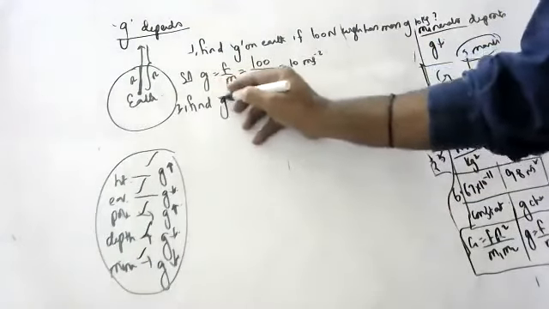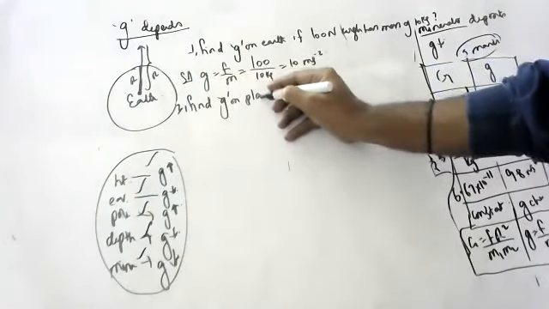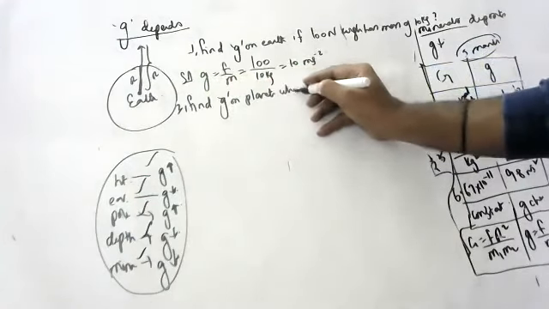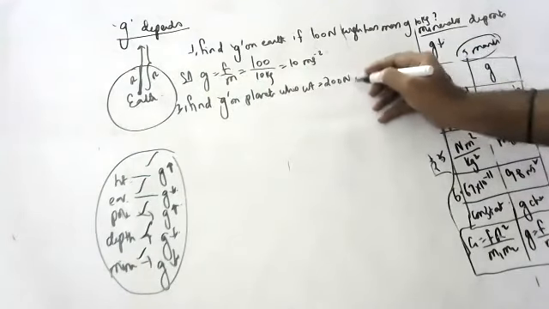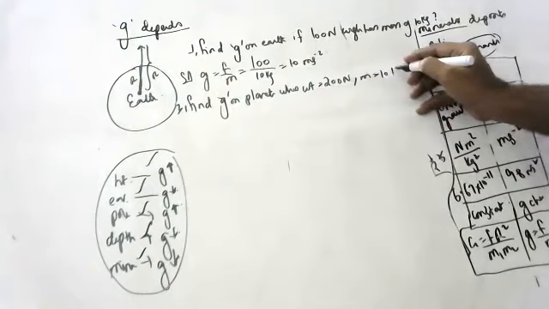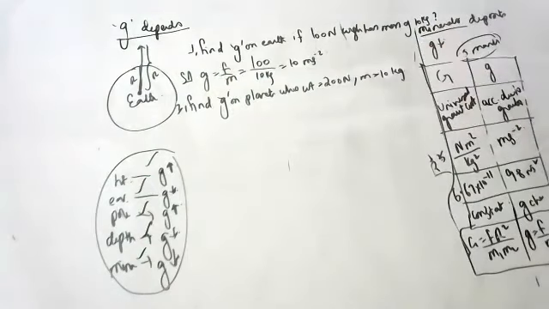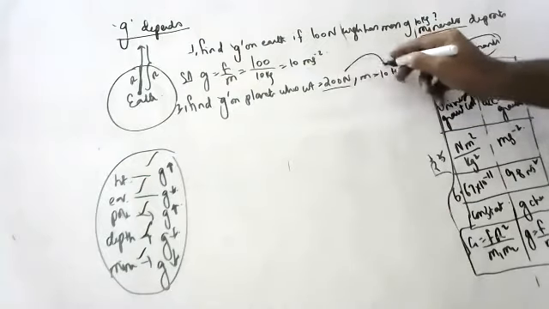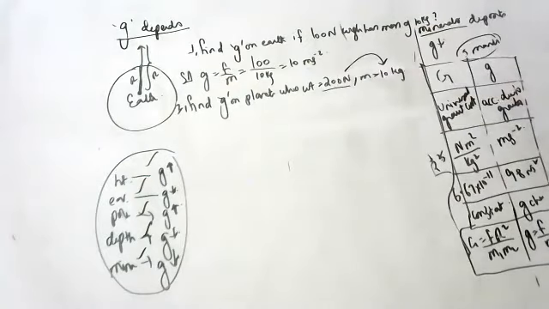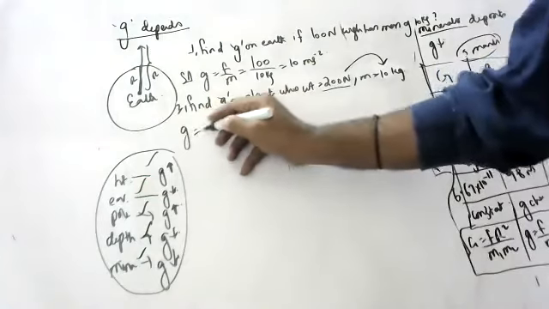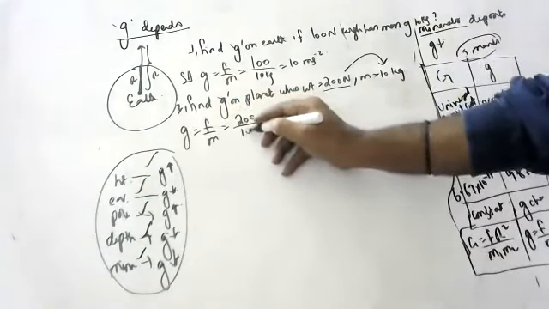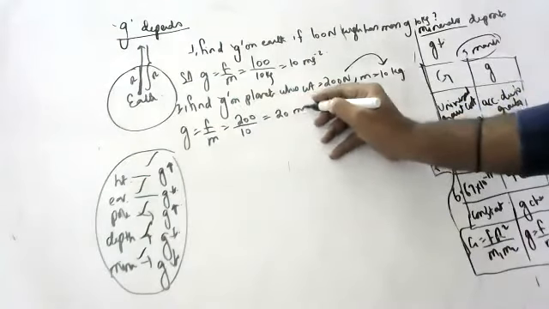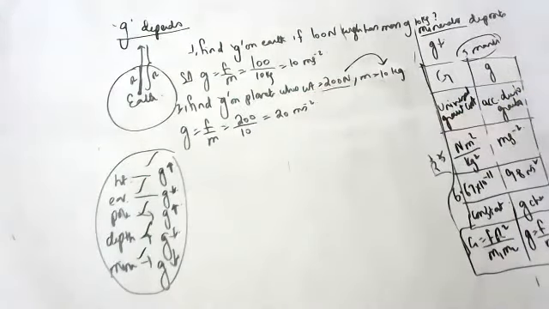Find G on a planet whose weight is 200 Newton and mass is 10 kg. There is some planet, we don't know, where a body of 200 Newton weight has a mass of 10 kg. What is the formula for G, children? F by M. 200 by 10. So the answer is 20 meter per second square.